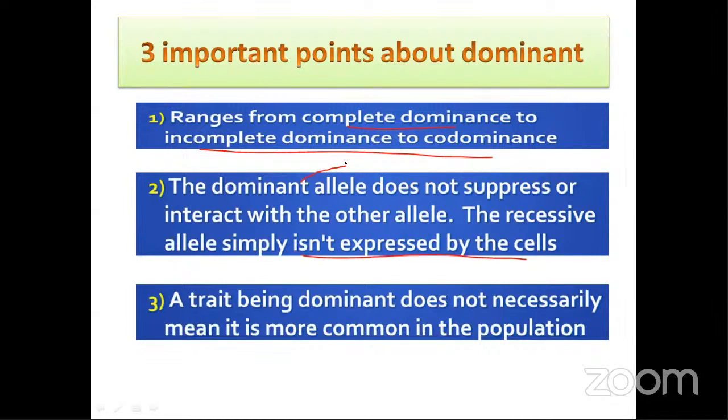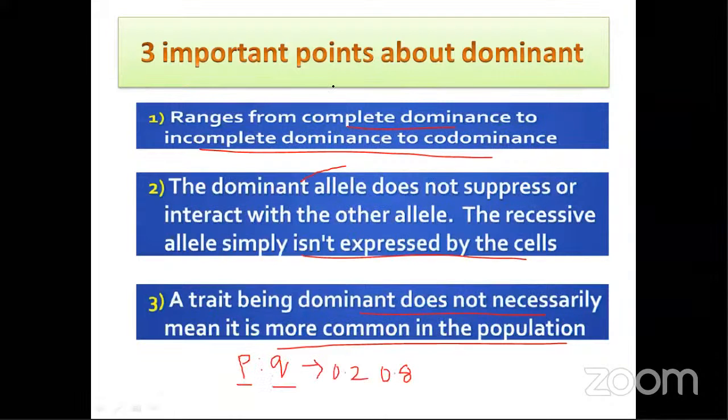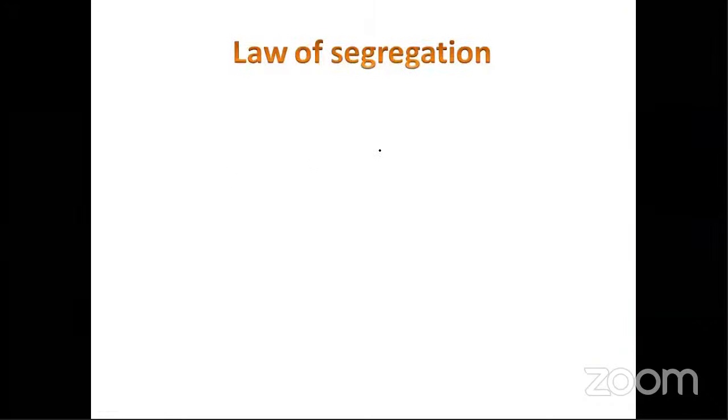A trait being called dominant does not necessarily mean that it is more common in the population. Dominant means it is the expression of a particular trait, but we cannot say that dominant means common. We have to see the frequency of the particular allele. There might be a case where P is the dominant allele and Q is the recessive; sometimes you might see this sort of condition also exhibited. The allele might be dominant, but it does not necessarily mean that it is more common in the population.